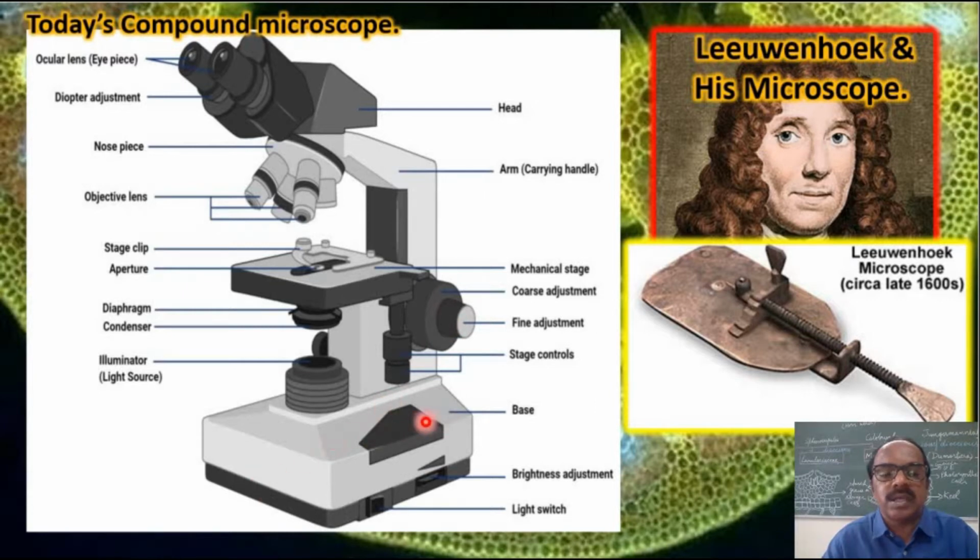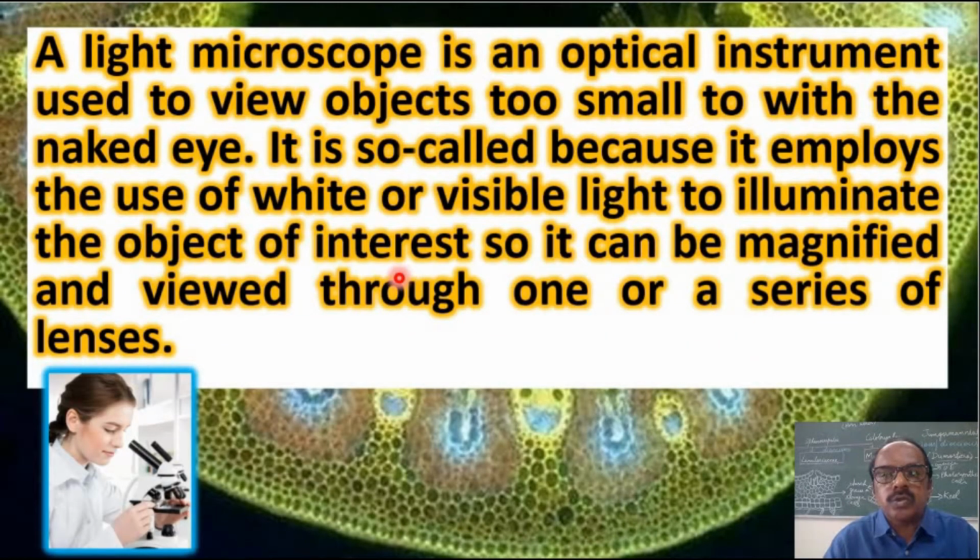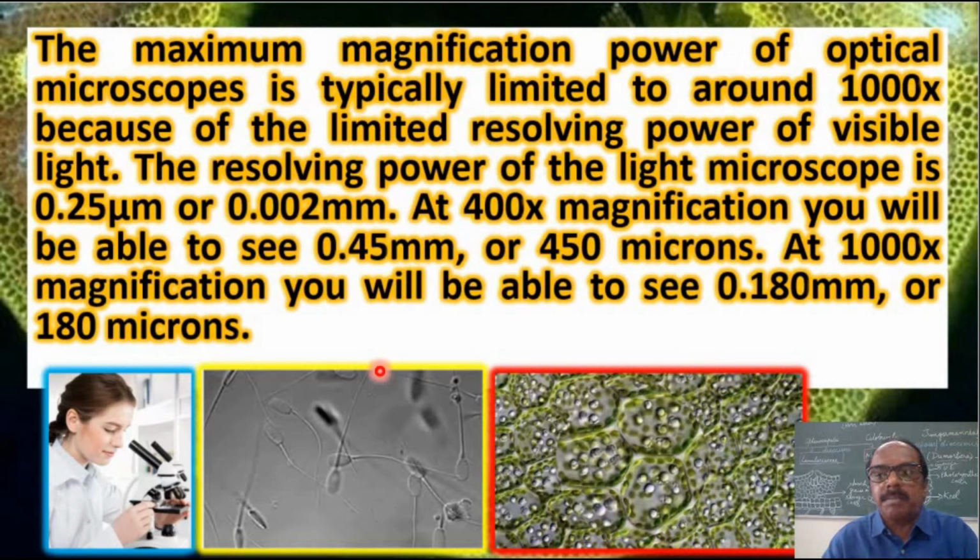This is the base of the microscope, and this is one of the first microscopes that was invented by Antony von Leeuwenhoek in 1600, and he is considered to be the father of microbiology because he is the one who first popularized the microscope. A light microscope is an optical instrument used to view objects too small for the naked eye. The maximum magnification of an optical microscope is typically 1000 times.